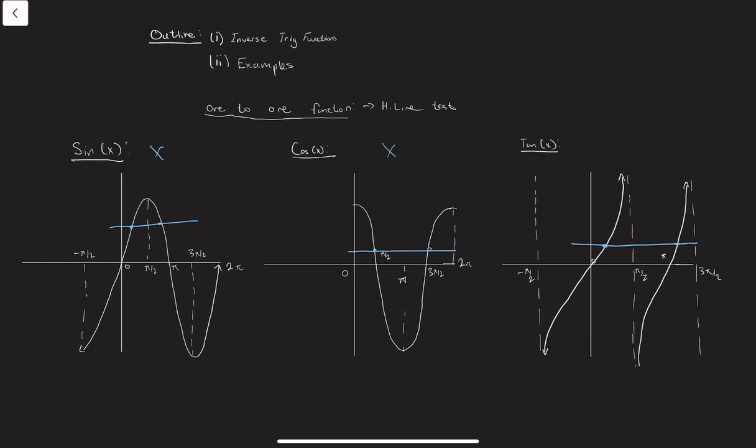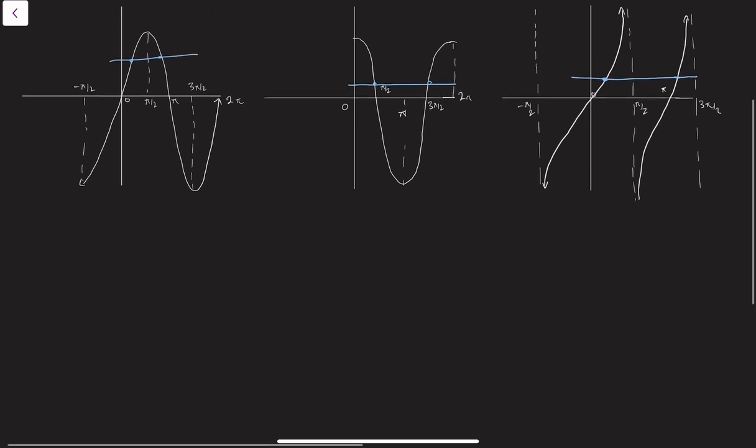Well, let's say we restrict the domain of these functions. Then we are able to derive one-to-one functions within these specific domains, and we're able to do this for the function. So we'll handle this one by one. Let's start with sine of x.